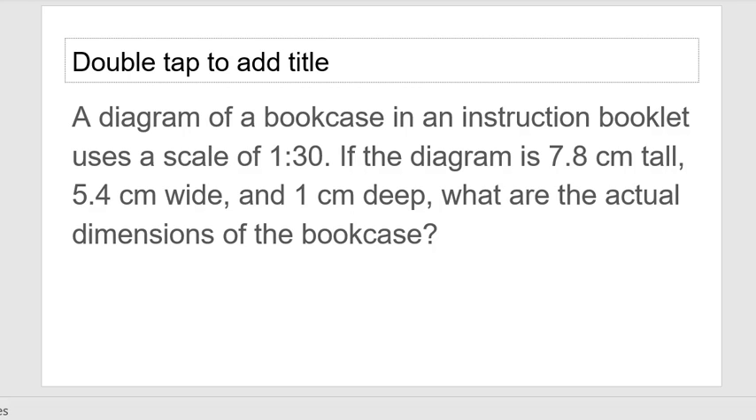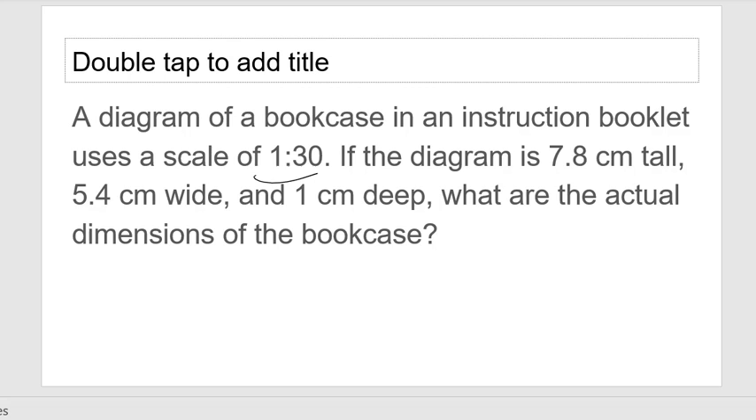Alright, last one. This is a diagram of a bookcase, and an instruction booklet uses the scale of 1 to 30. If the diagram is 7.8 centimeters tall, 5.4 centimeters wide, 1 centimeter deep, what is the actual dimension? Now, there's two ways to do this. You can write out 3 different proportions, with 1 over 30 being one of them, and then 7.8 over x, and then you would just put 5.4 over x and 1 over x.